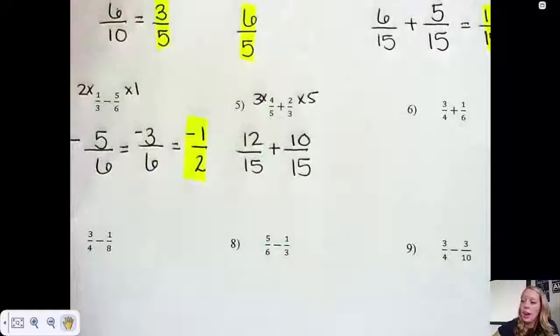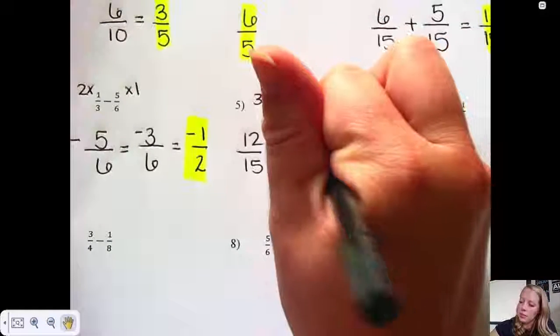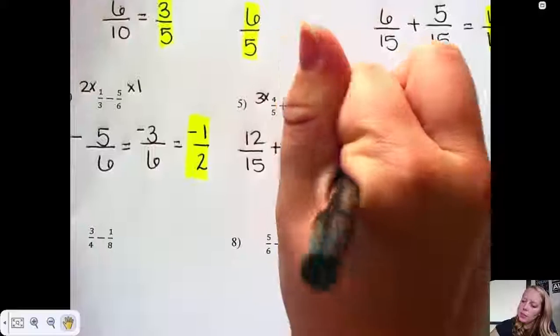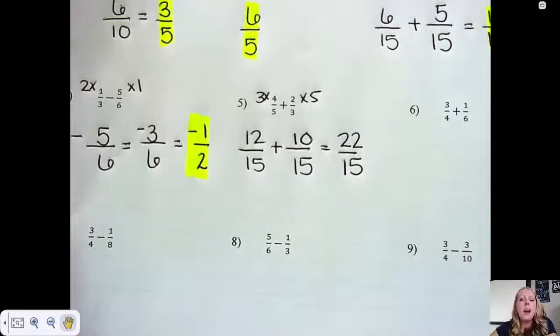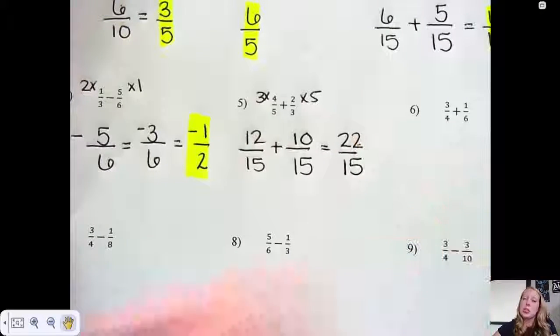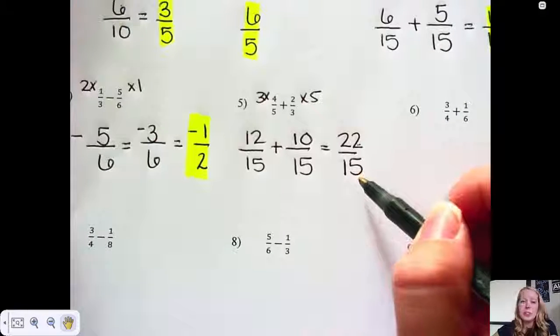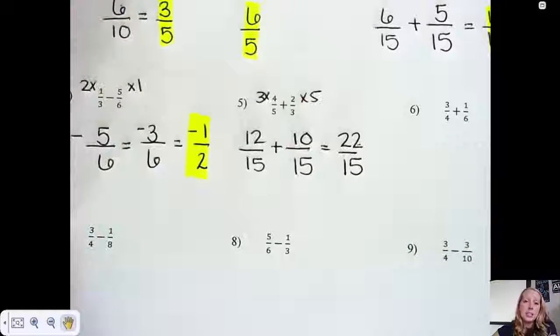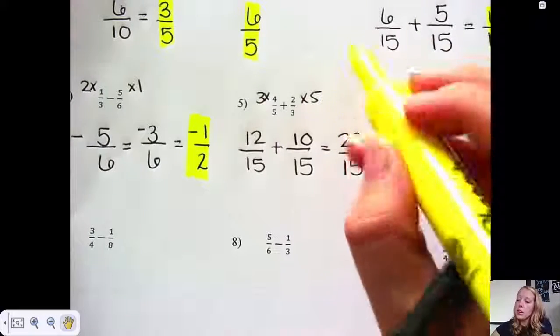Check yours with mine. I've shown you up here what you should have multiplied by. Now, let's add them together and see what we get. I've come up with 22 over 15. 22, the only thing that goes into it would be 2, 11, and 22. None of those numbers will go into 15. So this is completely simplified, and we are not going to turn it into a mixed number.